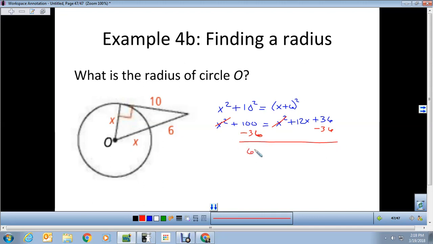And that leaves us with 64 equal to 12x. Divide by 12, and you'll notice that 12 does not go into 64 evenly. Most of the time, they're going to want you to leave an exact answer, which means we need to simplify this fraction. So we look to see what numbers can go into both. 4 goes into 64. It also goes into 12, so it goes into 12 3 times. It goes into 64 16 times. So we get x equal to 16 thirds.